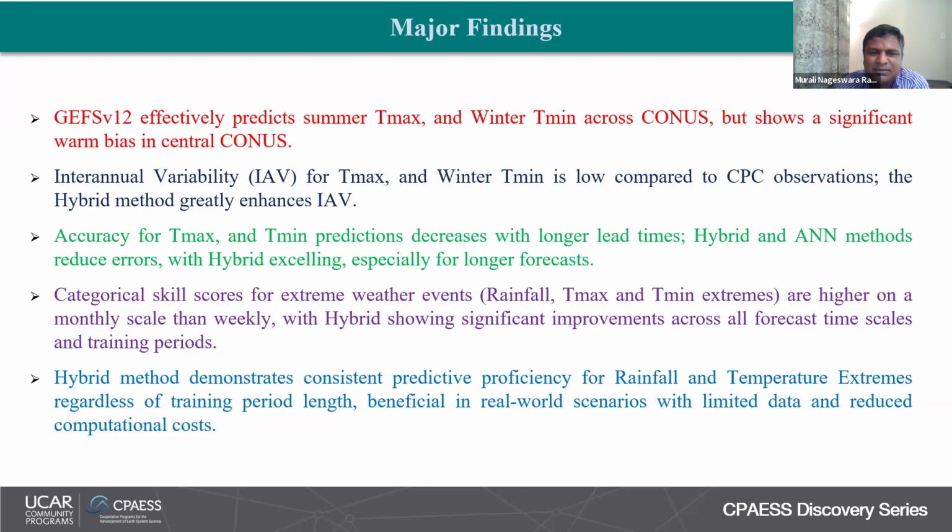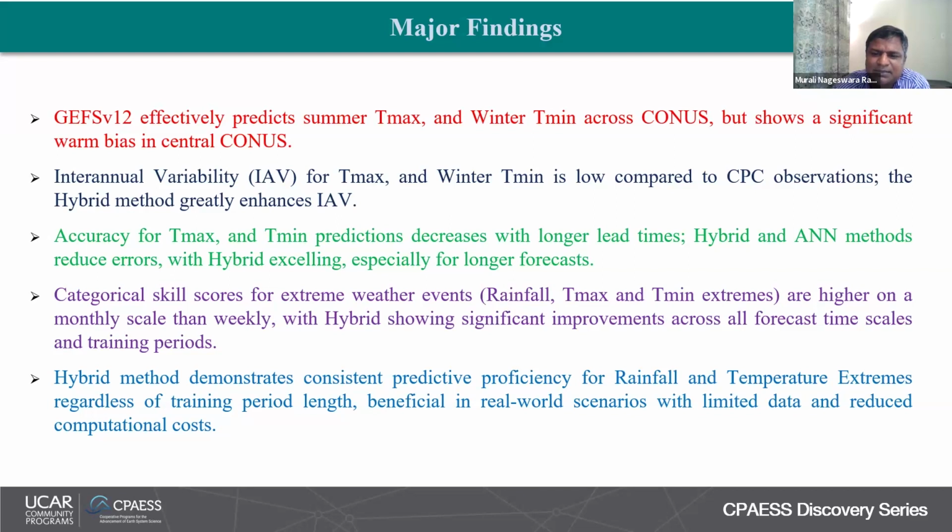Accuracy for the Tmax and Tmin predictions decreases with the longer lead times, but hybrid and ANN methods reduce the errors, with hybrid methods excelling especially for the longer lead time. Most of the categorical skill scores are also higher with the hybrid method. I can also observe that the skills are higher for the monthly scale as compared to the weekly, because the categorical skill score increases with the length of the scale.